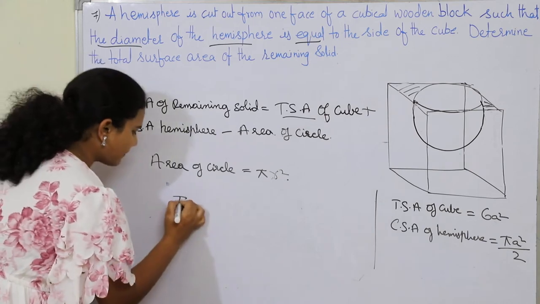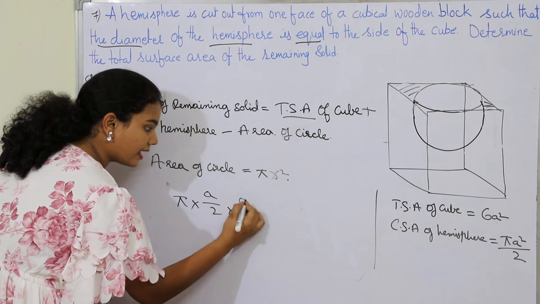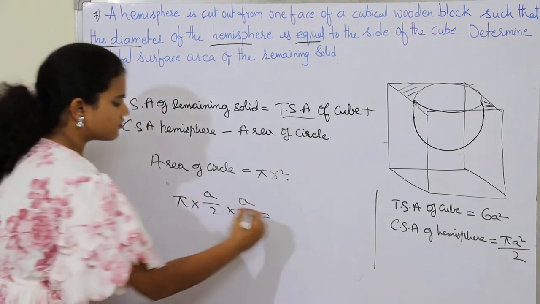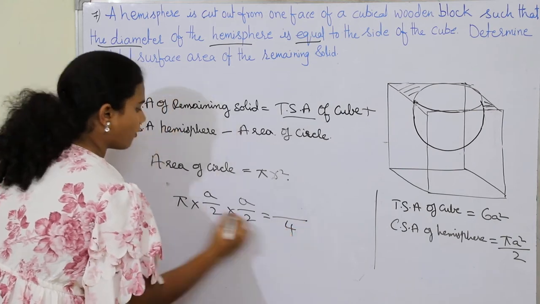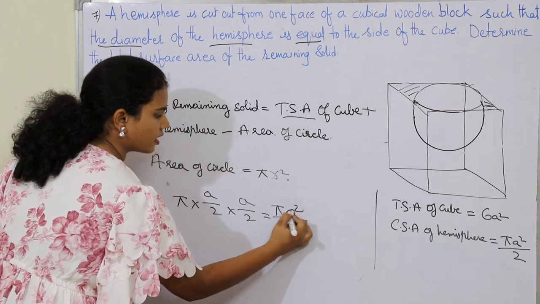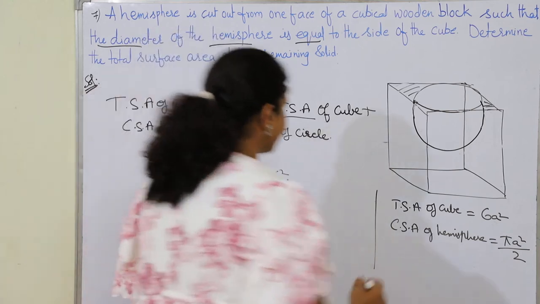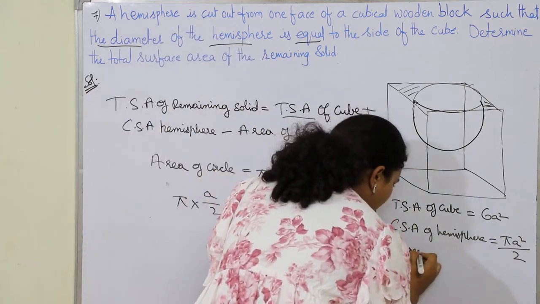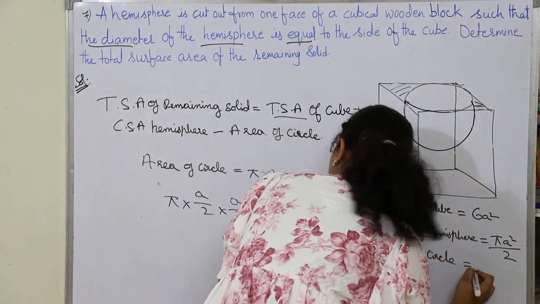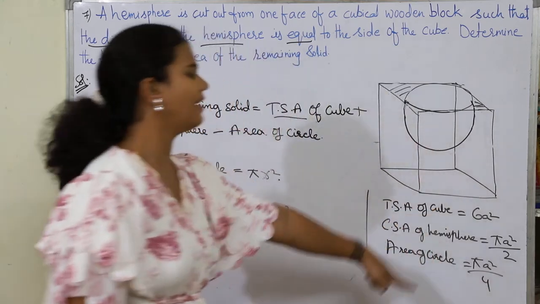Now here just write down pi into r, means A by 2 into A by 2, right? So 2 times 2 is 4 as we know. So 4. Now pi value, let pi be pi. A into A square, right? So therefore I got what? The area of circle equals pi a square by 4. So we got all the values.